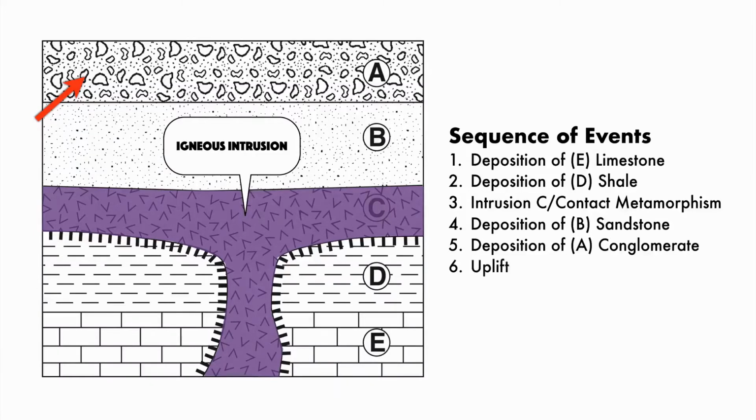This whole thing got uplifted and exposed to weathering and erosion. So just to cut back to that intrusion process, I know it's older than layers B and A because it has no effect on B and A. There's no contact metamorphism of B, and it didn't cut through B or A. So I know that C was already laid down and solidified before B and A came after.